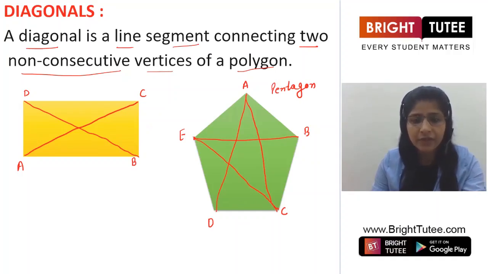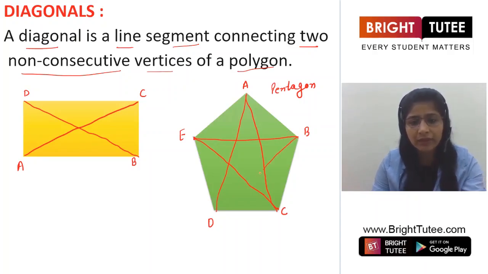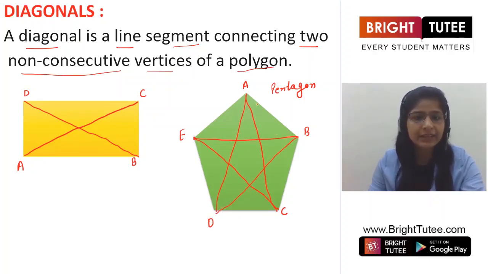Similarly, if we go to point B, A and C are adjacent to it. So we can draw the diagonal to E, that is already drawn, and then from B to D we can draw. So as we can see here, there are 5 diagonals that we have drawn here of the pentagon.